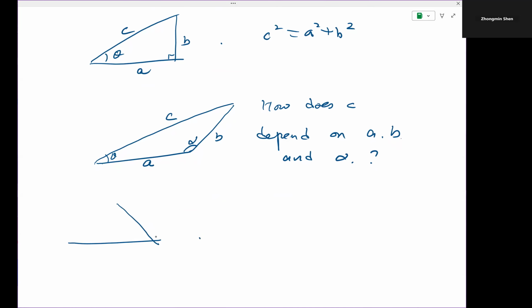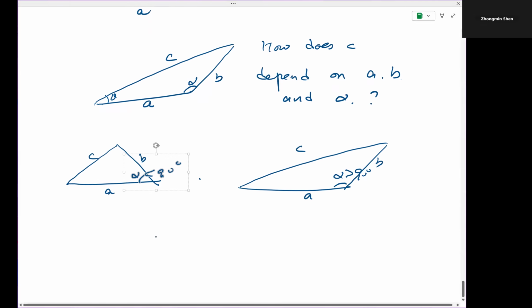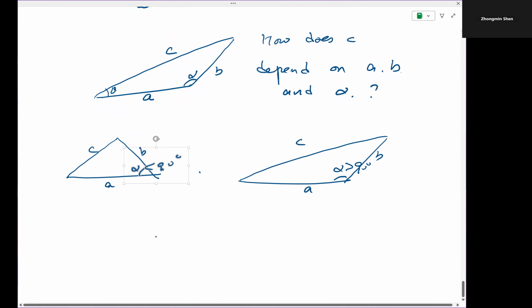One looks like that. This is alpha less than 90 degrees. Here's A, here's B, this is C. Another picture I'll show you is alpha greater than 90 degrees. This is B, this is A, this is C. In either case, this is a research project, right? Some genius kids can figure it out.